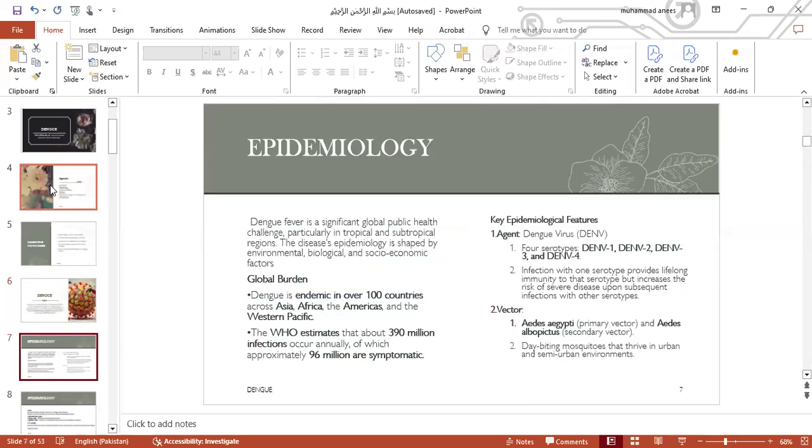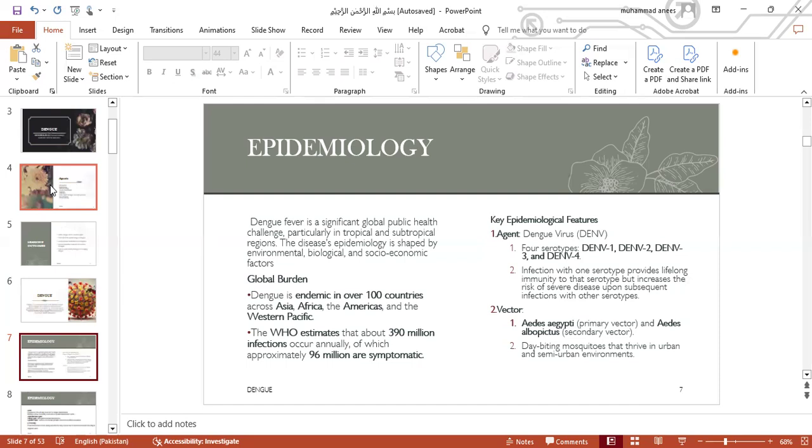Epidemiology. Dengue fever is a significant global public health challenge, particularly in tropical and subtropical regions. The disease epidemiology is shaped by environmental, biological, and socioeconomic factors. Moving on to the global burden, it's endemic in over 100 countries across Asia, Africa, America, and the Western Pacific. The WHO estimates about 390 million infections occur annually, of which approximately 96 million are symptomatic.